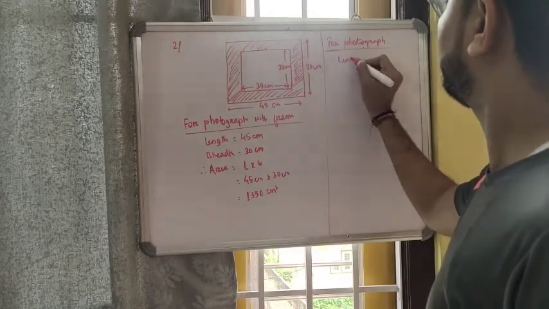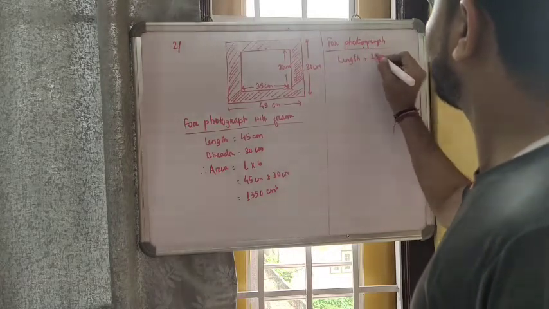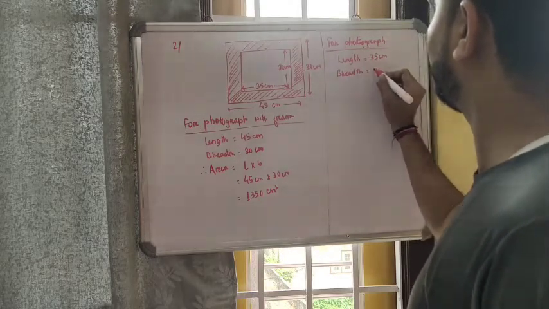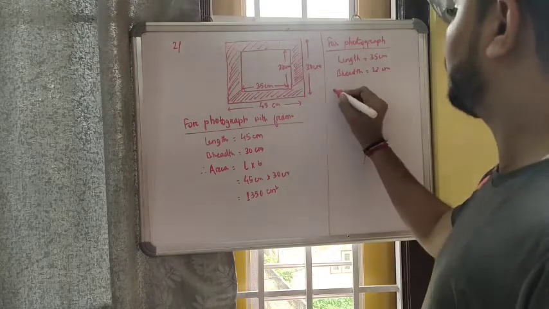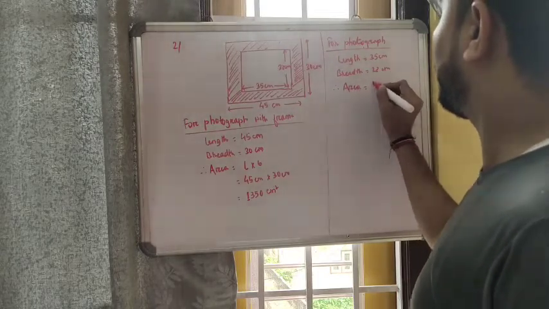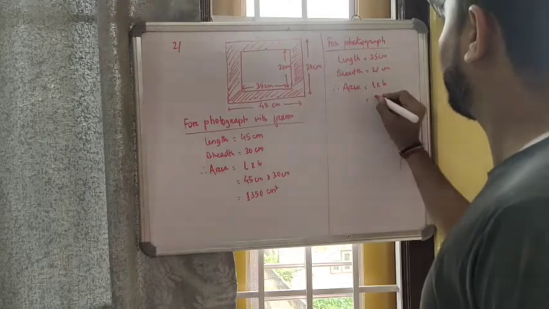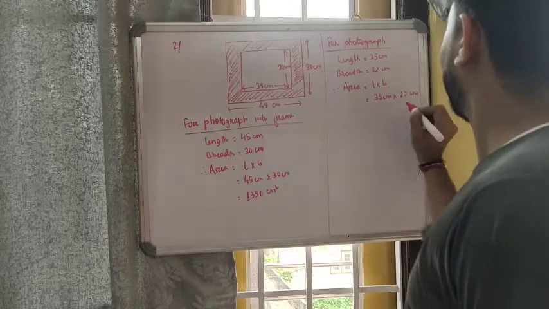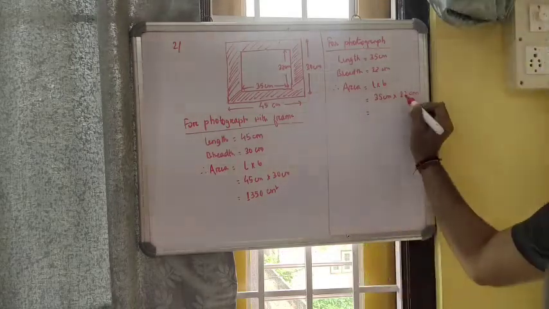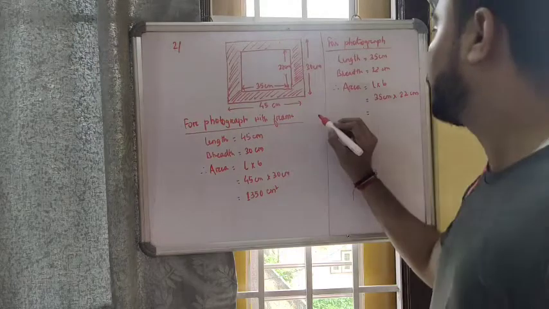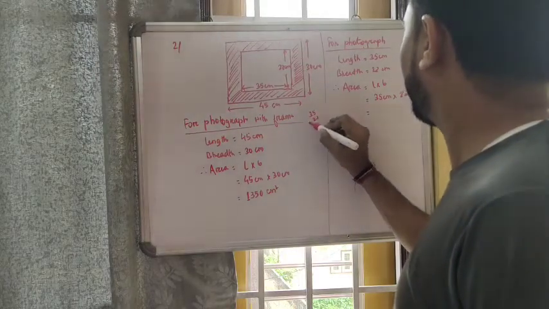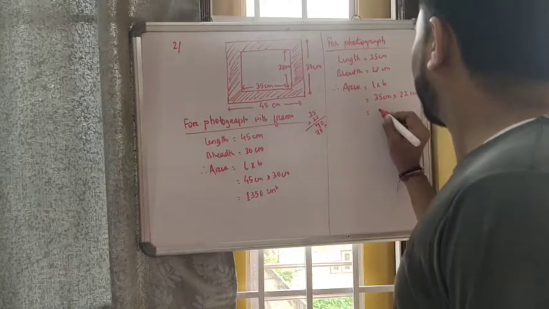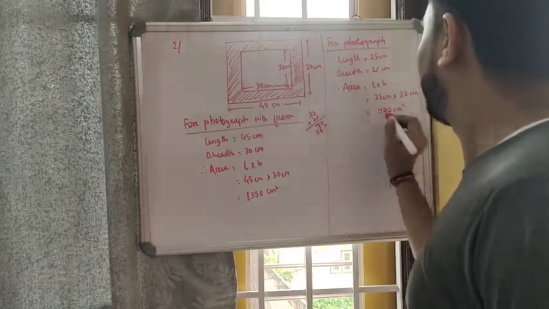For photograph, length is equal to 35 centimeter, breadth is equal to 22 centimeter, therefore area will be equal to length into breadth, so 35 into 22 centimeter, length into breadth will give you the area. So 35 into 22, 10 carry 1, 9, 6 and 1 7, and again 7, so it will give you 770 centimeter square, isn't it?